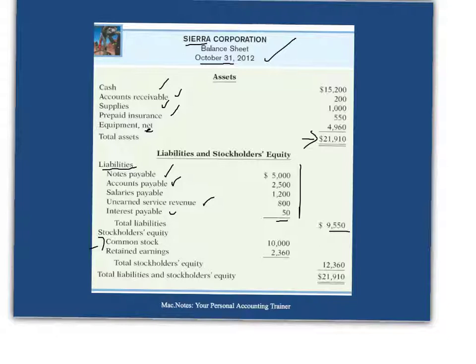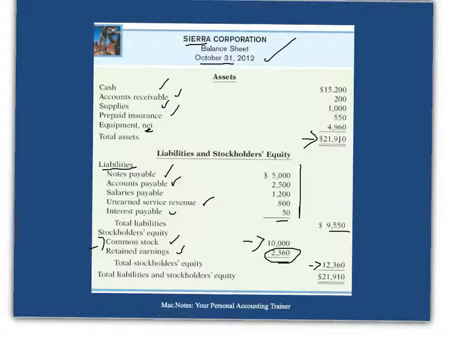One, common stock. That represents the amount of investment the shareholders put into the company. They invested $10,000. And two, retained earnings. Now keep in mind, this came from the statement of retained earnings, $2,360. So those two together say that the shareholders own $2,360 of the assets of the $21,910.